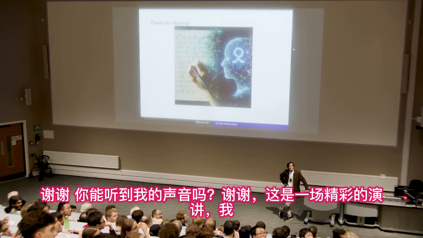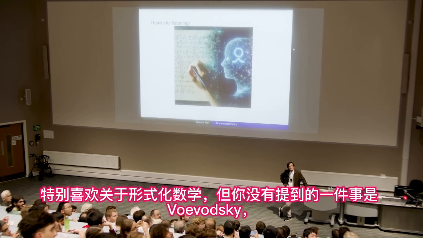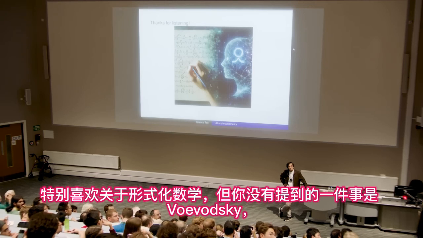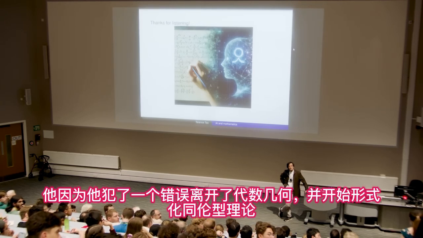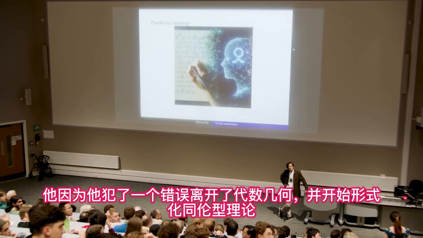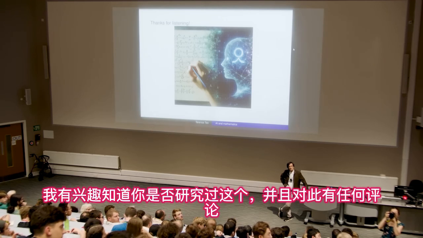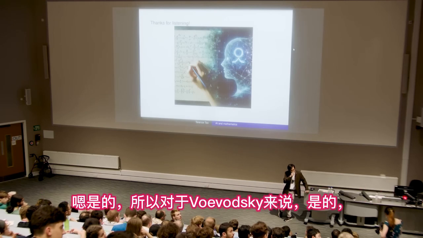Thank you. That was a beautiful talk. I particularly loved the part about formalizing mathematics. But one thing that you didn't mention was Velikovsky, who left algebraic geometry because he made a mistake and started formalizing homotopy type theory. I would be interested to know if you have studied this and have any comments on it.